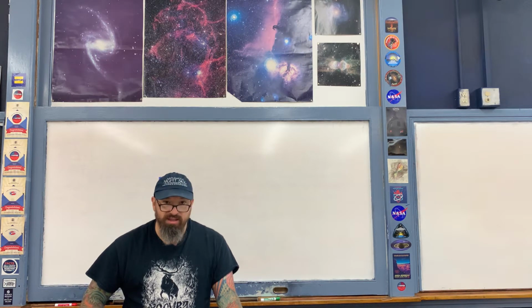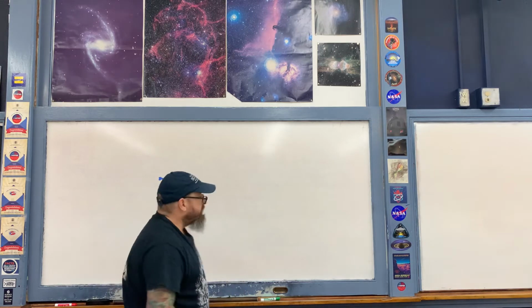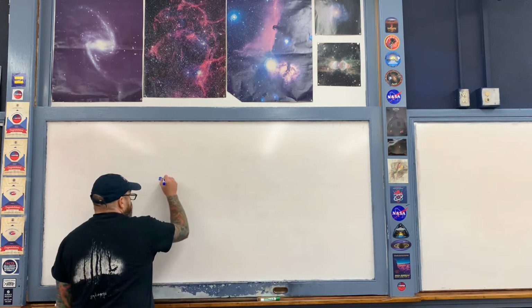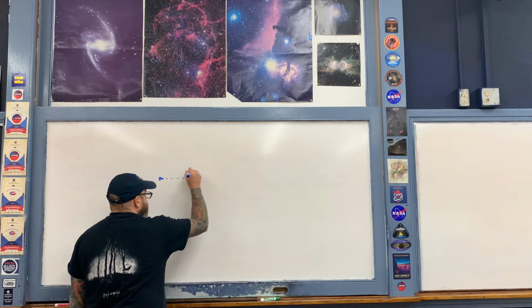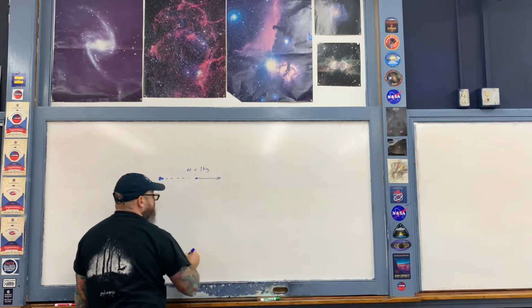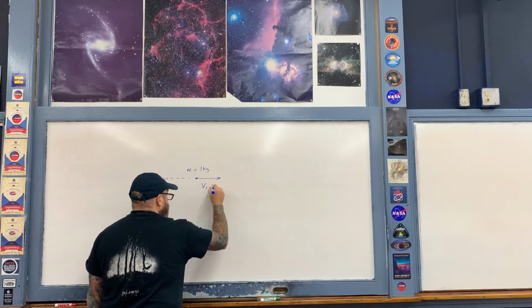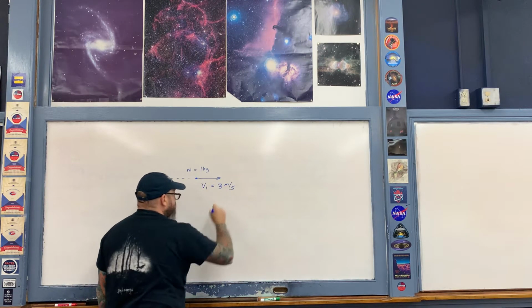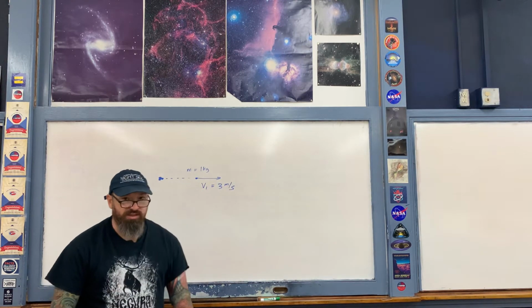Let's go ahead now and take a look at the details of the two pieces that were given after the explosion. We're given that the first piece moves off like so along the positive x-axis. It has a mass m of 1 kilogram, and right here is its speed after the explosion. We'll call this v1. The magnitude of this velocity vector is given to us as 3 meters per second.